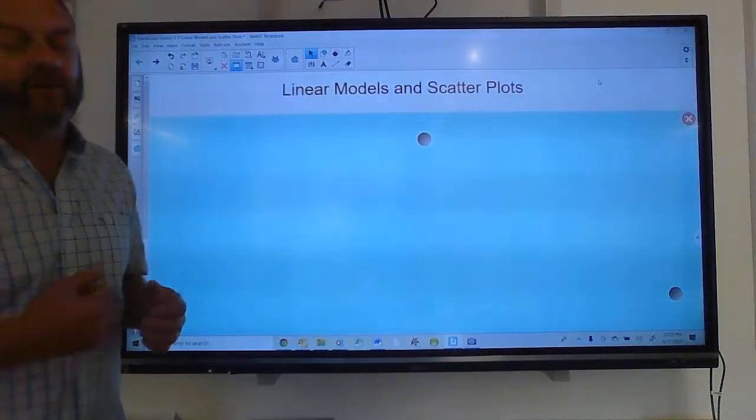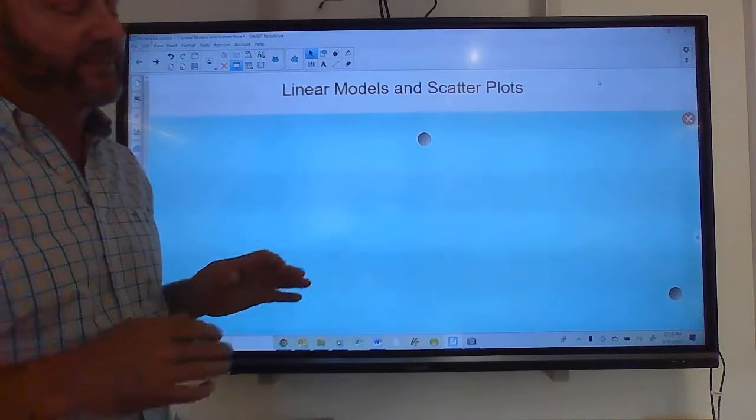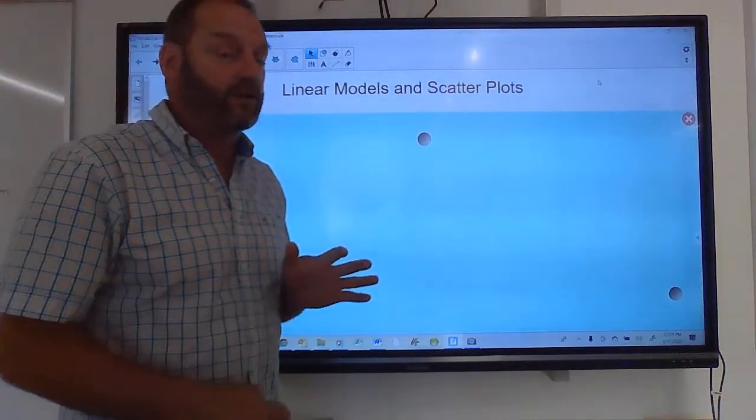Good morning, everybody. Today we're going to talk about linear models and scatter plots. Now, you're definitely going to want to have your graphing calculator for this one.